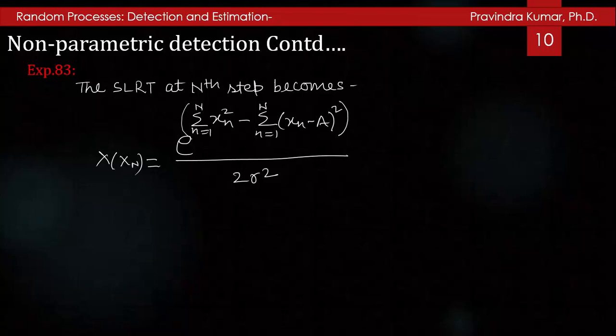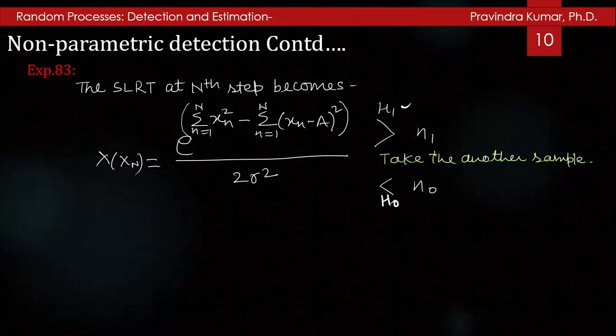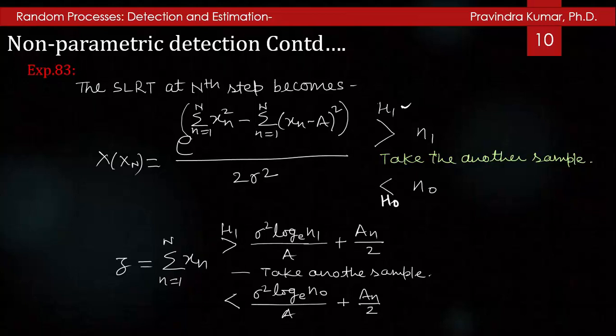So the SLRT at the nth step becomes lambda xn equal to e to the power of the summation from n1 to n of xn square minus the summation from n1 to n of xn minus A whole square, divided by 2 sigma square. We compare this value with two threshold values, n1 and n0. When this exceeds n1, we decide H1 is true, and if it is less than n0, then we decide H0 is true. And if it lies between these two, then we take another sample and the test is repeated.